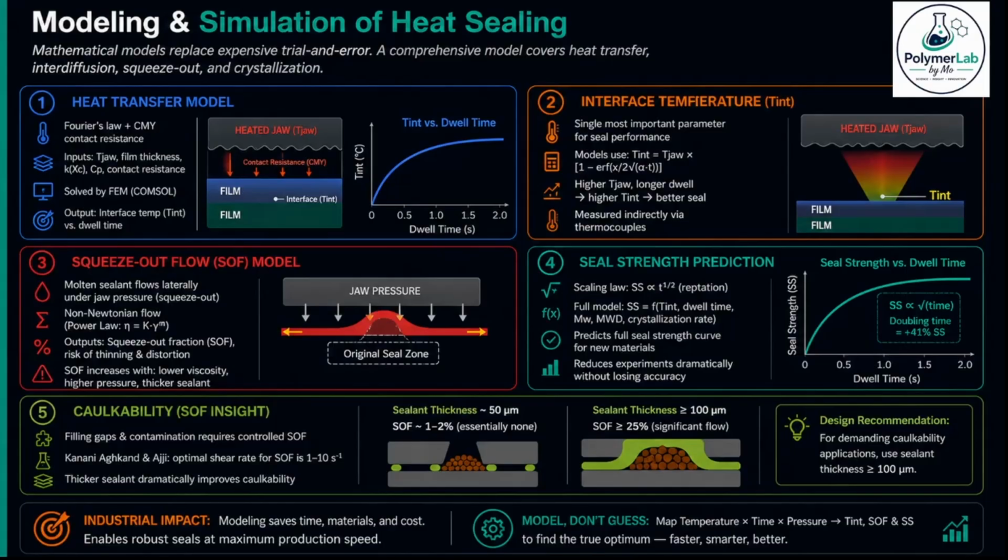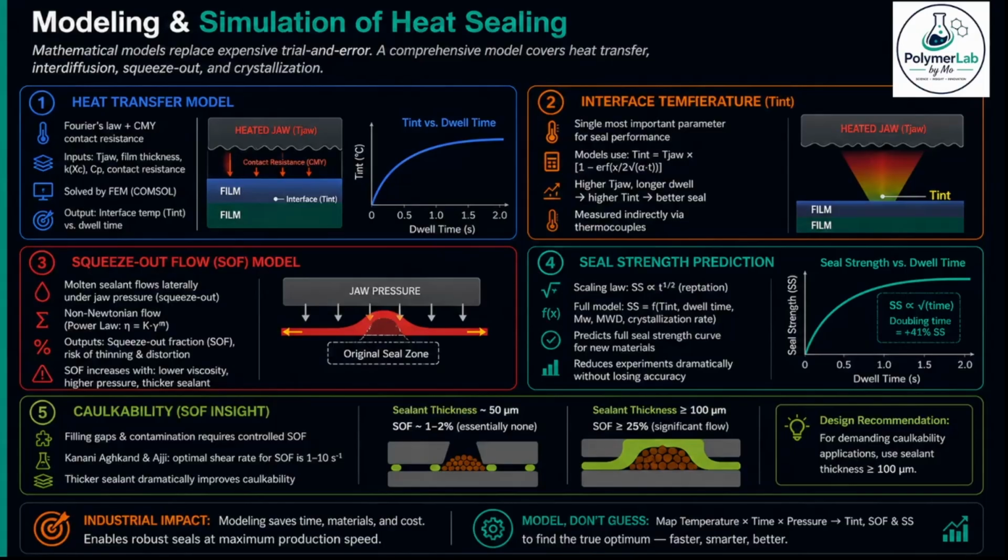The seal strength prediction model uses the reptation scaling law. Strength is proportional to the square root of dwell time, combined with the calculated interface temperature and the material-specific diffusion coefficient. This allows predicting the seal strength curve for a new material without running the full experimental matrix. Validation experiments are still needed, but the number of experiments required drops dramatically.